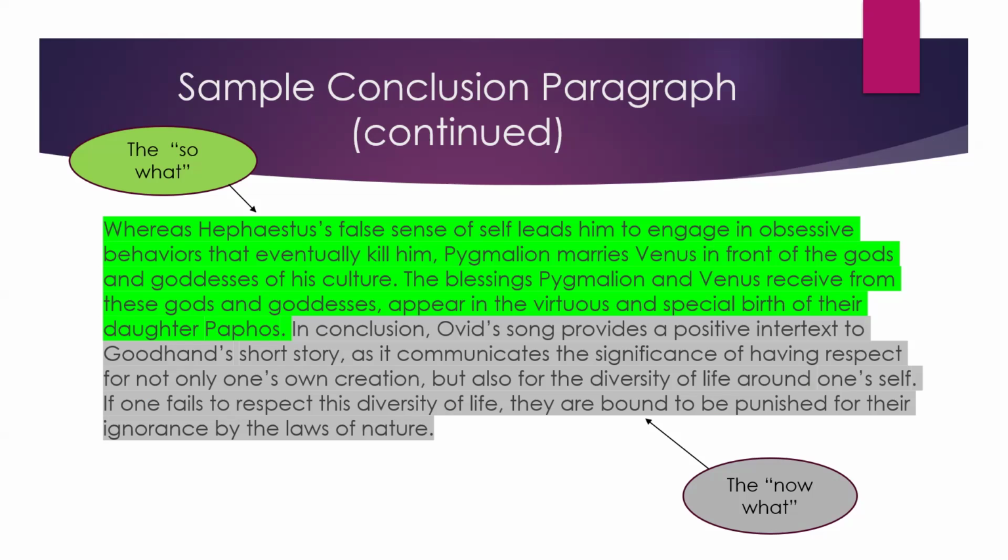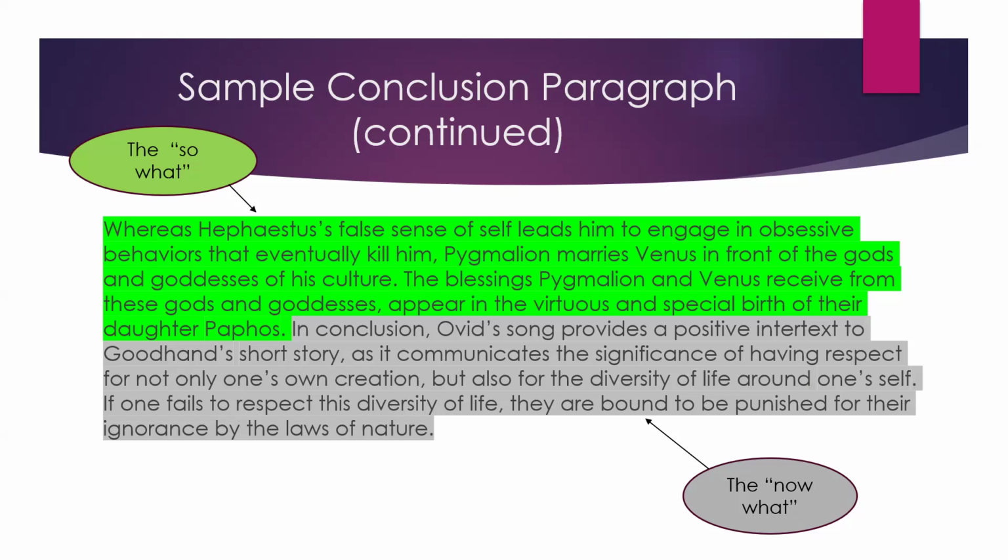So in conclusion, Ovid's song provides a positive intertext to the short story, as it communicates the significance of having respect for not only one's own creation, but also for the diversity of life around oneself. If one fails to respect this diversity of life, they're bound to be punished for their ignorance by the laws of nature.